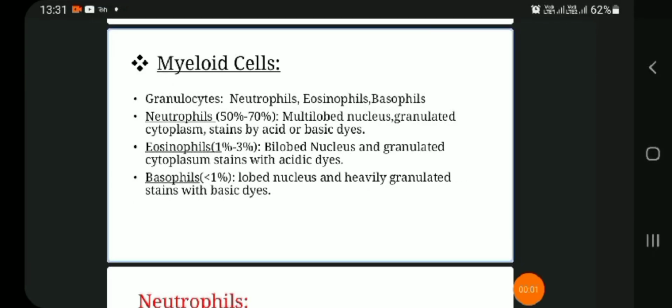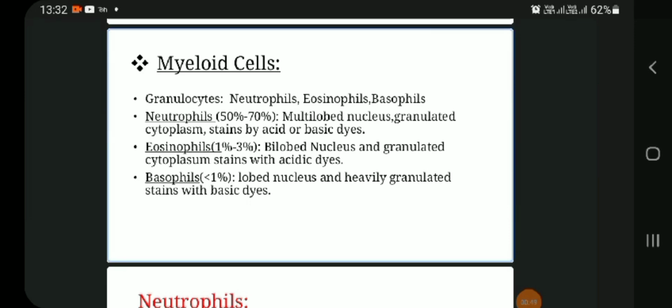Under the cells of the immune system, the second type of cell is myeloid cells or myeloid lineage cells. The myeloid cells are also called granulocytes because their cells have granules in their cytoplasm. They are classified as neutrophils, basophils, eosinophils, mast cells, dendritic cells, and follicular dendritic cells. Under which, first, the neutrophils. Neutrophils constitute about 50 to 70% of total white blood cell content. They have a multi-lobed nucleus. The cytoplasm of neutrophils is granulated, and the neutrophils are stained by acidic or basic dyes.